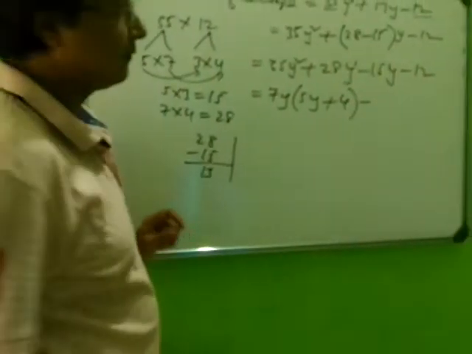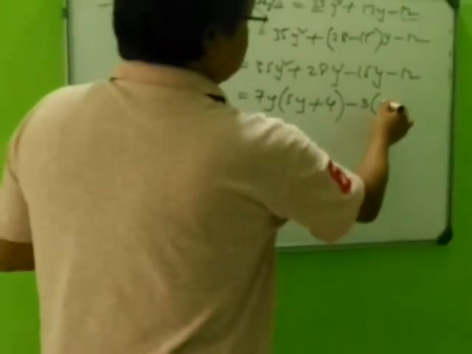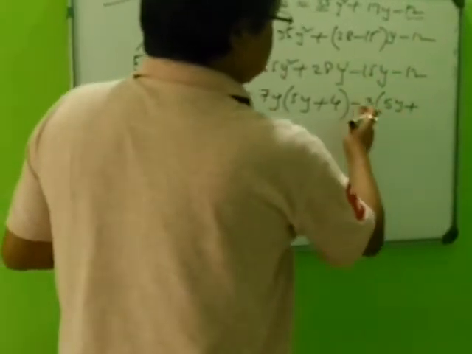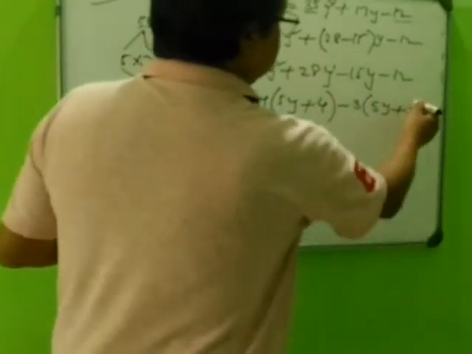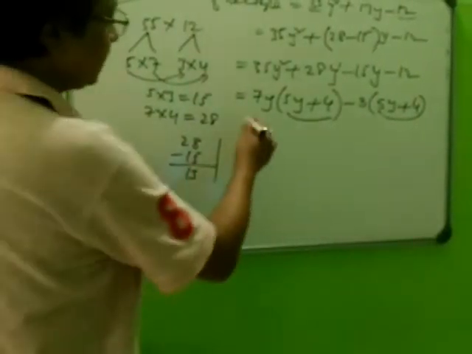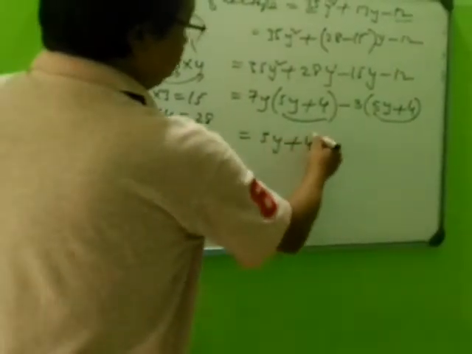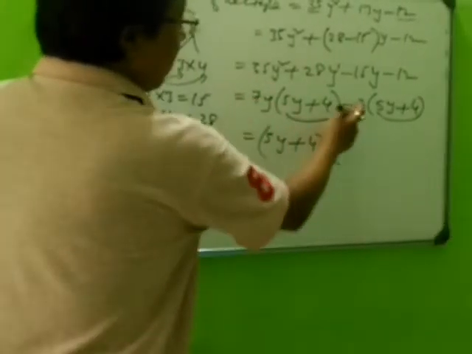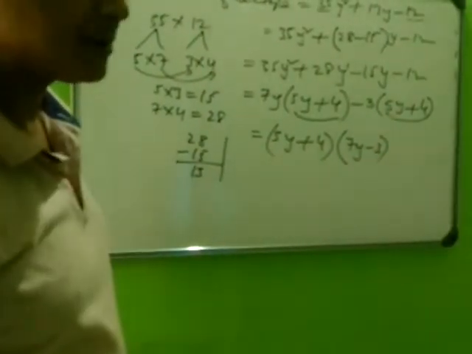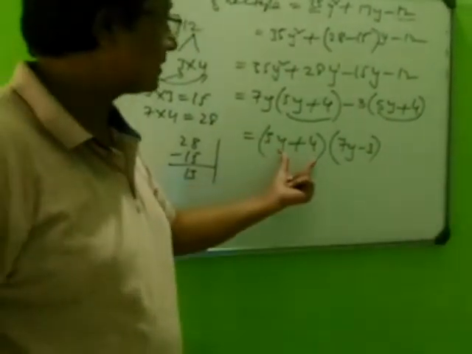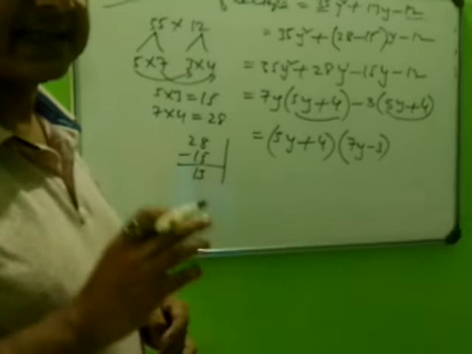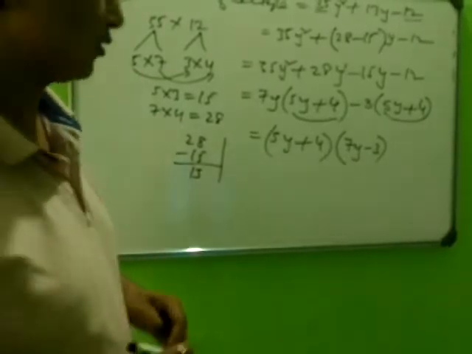Between 15 and 12, the highest common factor is 3. So it will be 5y. 3 into 5y is 15y, minus into plus, minus 3 into 4. So you have got a common factor, that is 5y plus 4, equals 5y plus 4 into 7y minus 3. So here the possible length and breadth, you can take this as the length and this as the breadth, or this as the length and this as the breadth. So here we will not say length and breadth, we will say the possible dimensions.